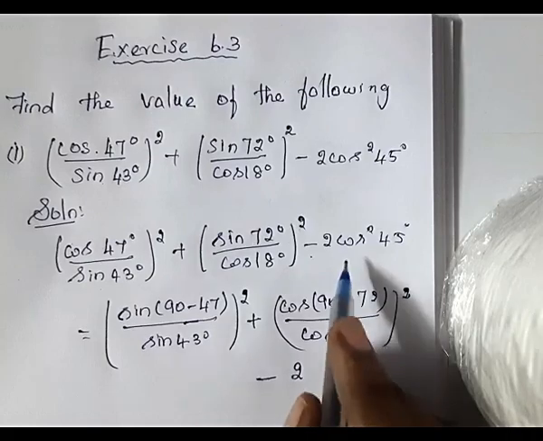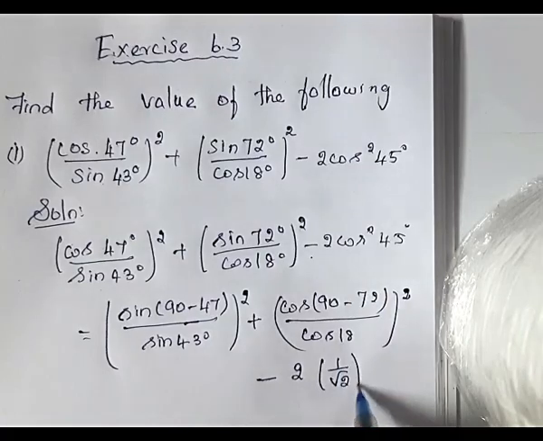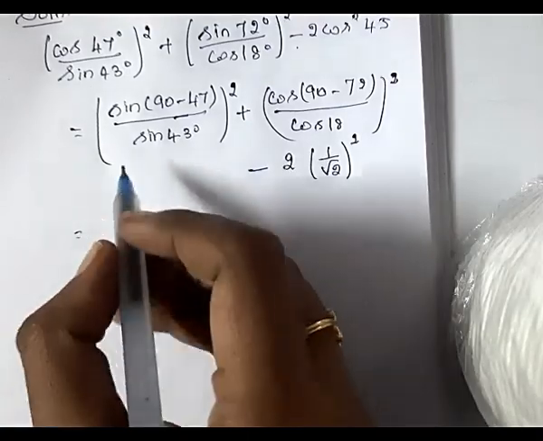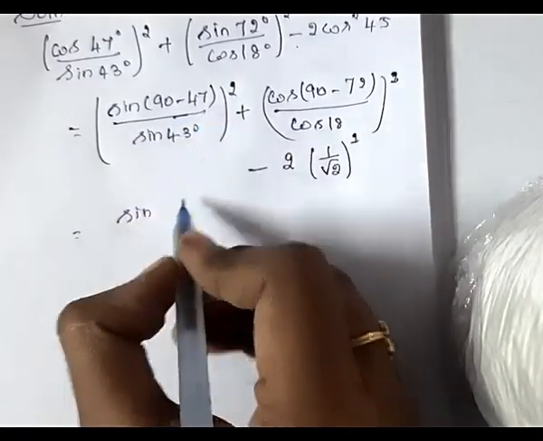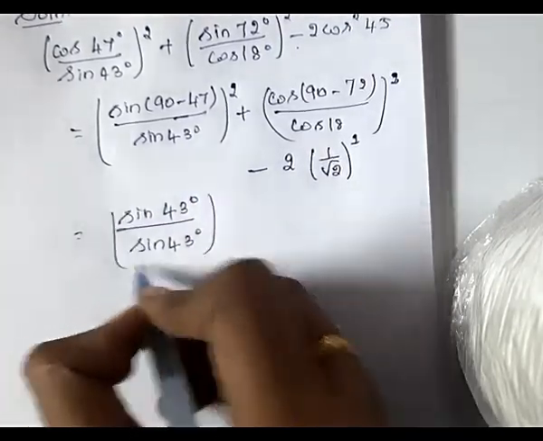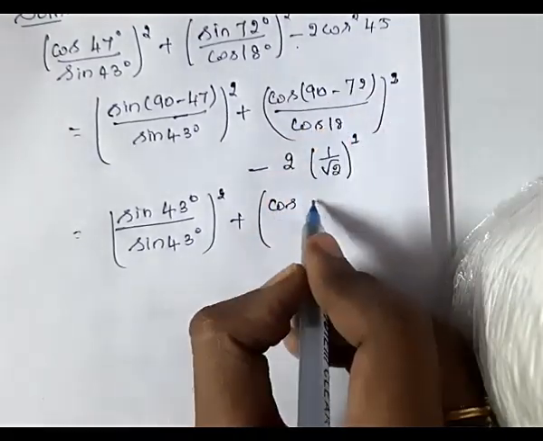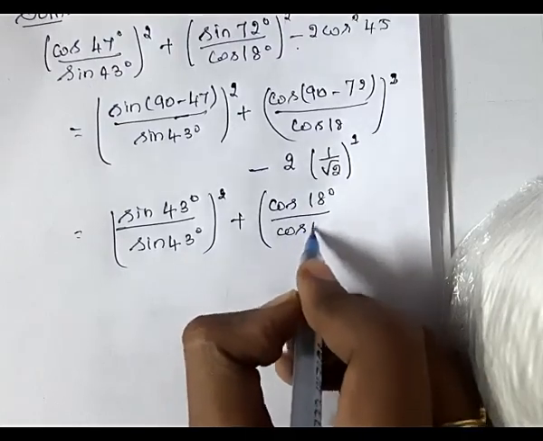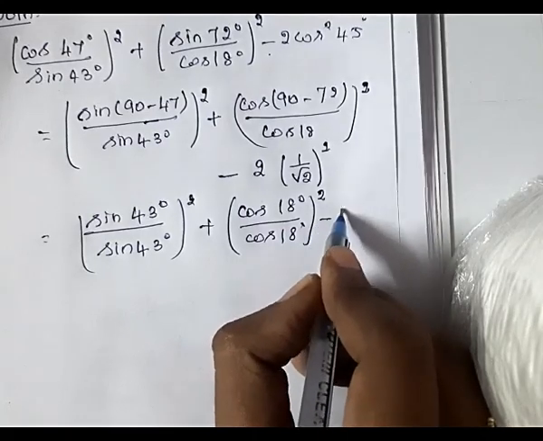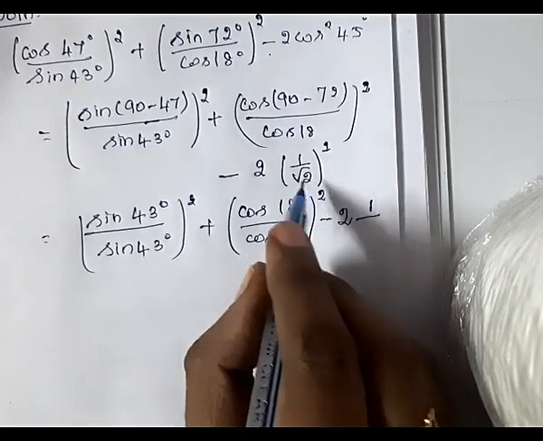2 into cos 45 degree value is 1 by root 2. You have square, apply the square here. Then subtract it and tell me, sin 90 minus 43 is 43 degree by sin 43 degree the whole square plus cos 90 minus 72 is 18 degree by cos 18 degree the whole square minus 2 into 1 by root 2 square.